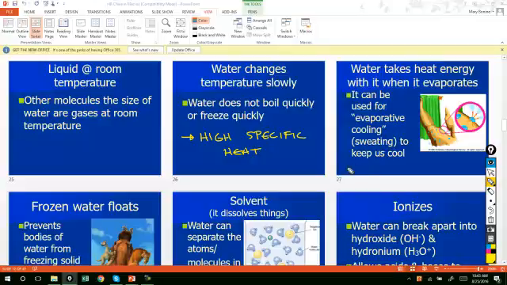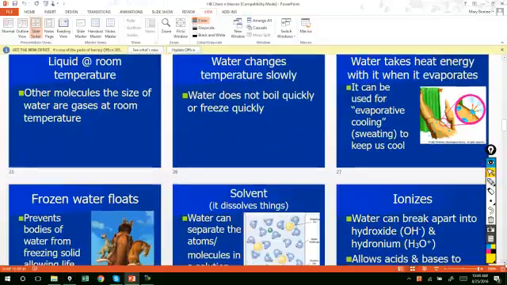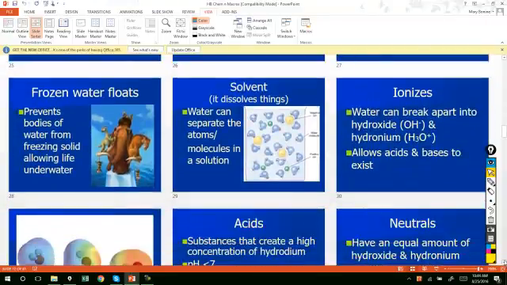Next one is called a high heat of vaporization, or that it takes energy with it as it evaporates. And this is really useful to us because it helps moderate and regulate temperature. And so as we get hot, water will evaporate away and take that heat with us. When we're cold, we can move water to areas as an insulator, actually. Frozen water floats.